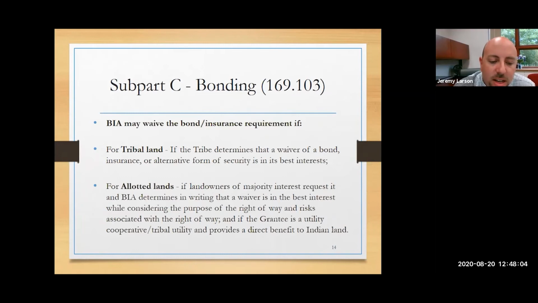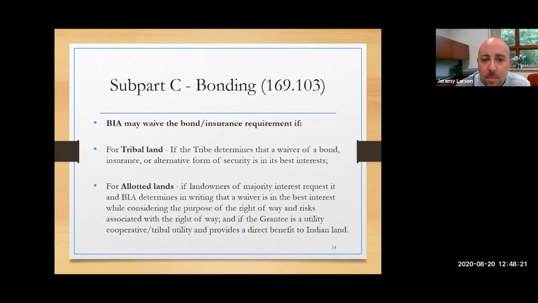The bond or other security must be deposited with us and made payable only to us and may not be modified without our approval, except for tribal land, in which case the bond or other security may be deposited with and made payable to the tribe.